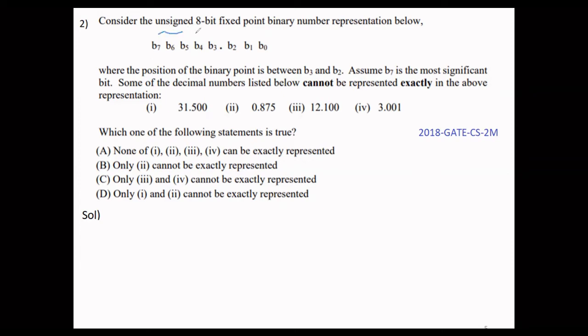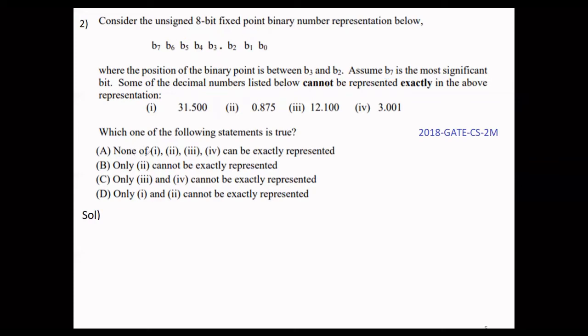Here unsigned 8-bit fixed point binary number representation is given. So he has given that the position of the binary point is between B3 and B2. Here, between B3 and B2, there is a binary point, and that is fixed. B7 is the most significant bit. And some of the decimal numbers listed below cannot be represented exactly in the above representation. We need to find out which decimal number cannot be represented using this 5-bit integer and 3-bit fraction.